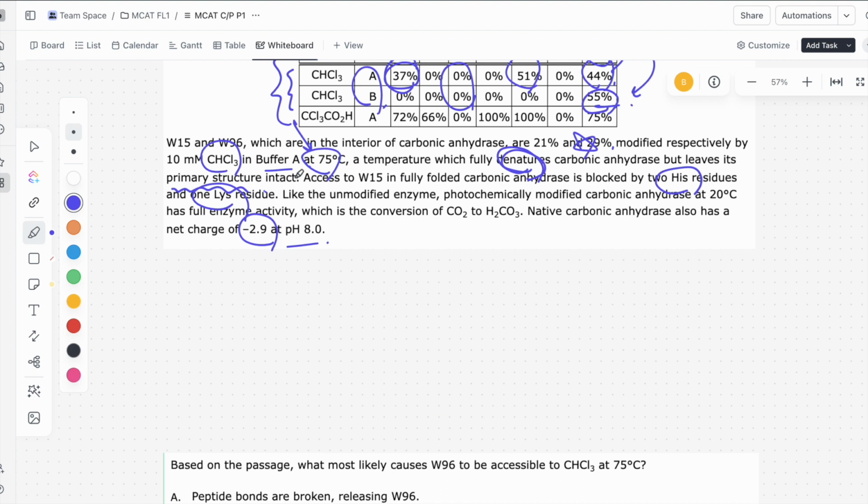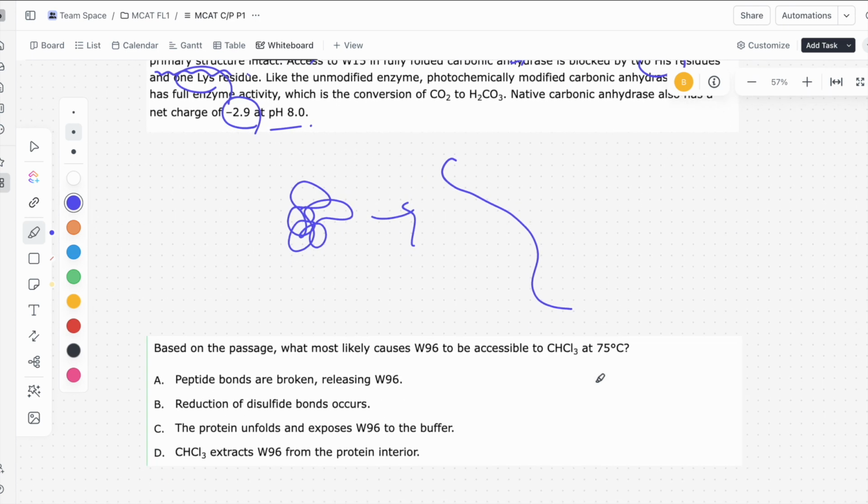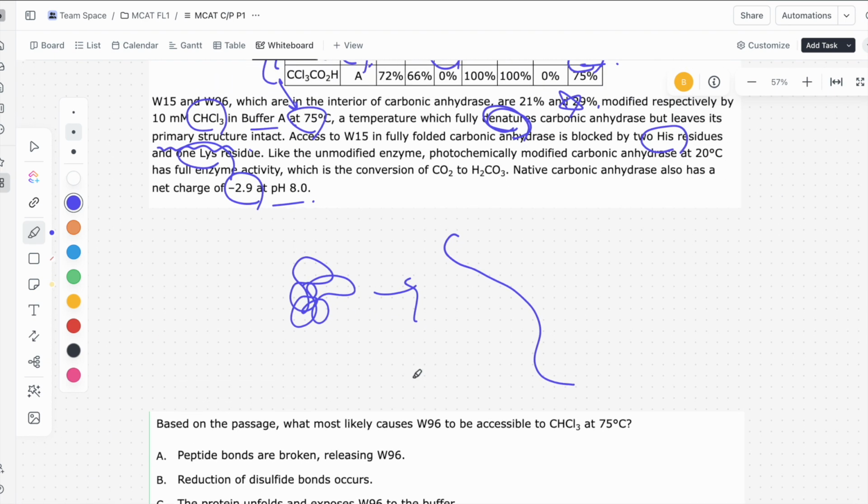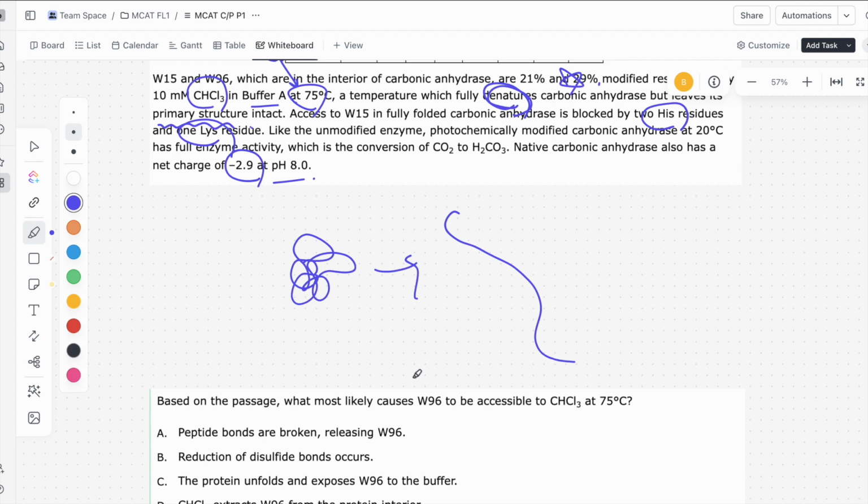So what does that mean? What does denature mean? Denature means if you have a folded protein like this, it's going to unfold it like that. Instead of a folded protein, you have an unfolded protein, but that doesn't mean anything breaks. So let's look at A. Peptide bonds are broken, releasing this amino acid. Like I just said, denature does not mean you're breaking the protein. Not only that, it tells us that the primary structure is intact. What's the primary structure? That's the amino acid sequence. So if that's intact, the peptide bonds cannot be broken.